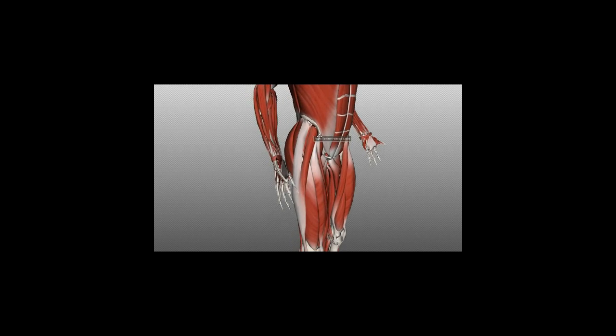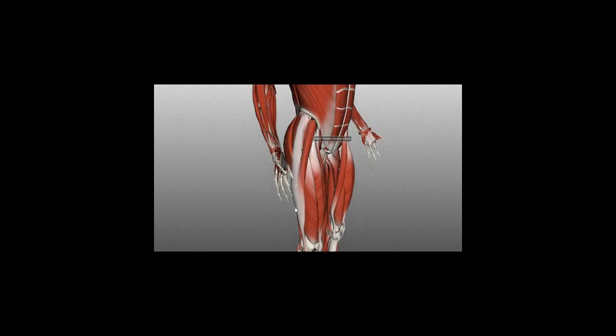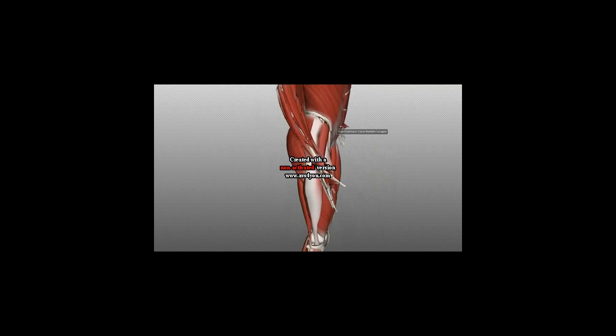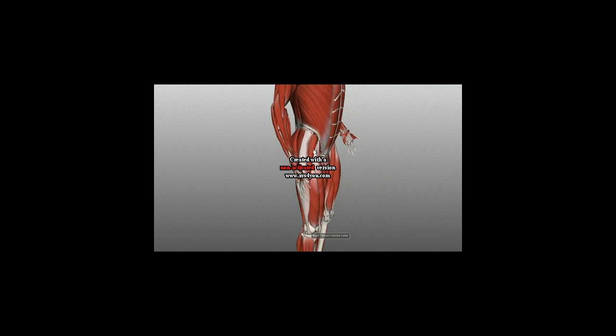So the tensor fasciae latae inserts onto this band of fascia which runs down the lateral aspect of the leg. So this band is called the iliotibial tract because it runs from the tubercle of the crest of the ilium right down to the tibia, and the tensor fasciae latae inserts onto the anterior aspect of this band of fascia. So what this muscle does, it stabilizes the knee in extension, and it also stabilizes the hip joint. So it acts together with the gluteus maximus, which I'll just come on to. So it stabilizes the femur in the acetabulum, and it also stabilizes the knee joint in extension. So that's the tensor fasciae latae, and it's innervated by the superior gluteal nerve.